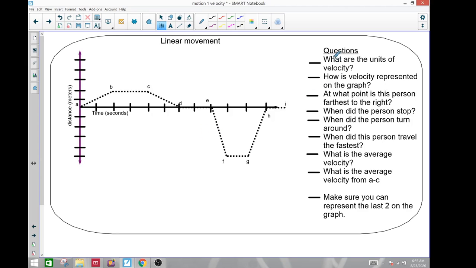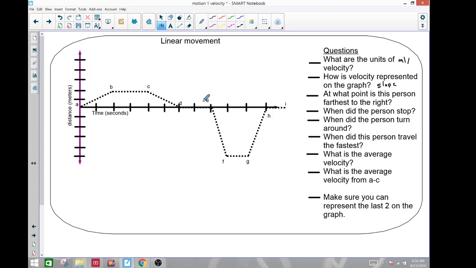What are the units of velocity? It's distance divided by time, so it would be meters per second. How is velocity represented in this graph? It's a slope. At what point is the person the farthest away?